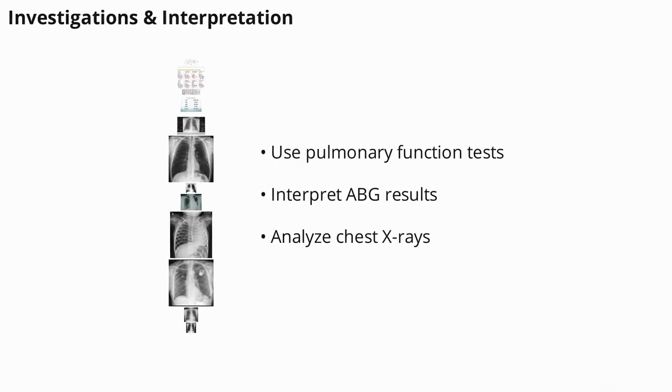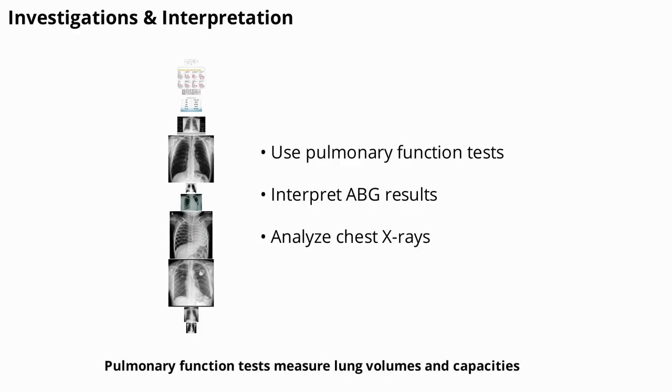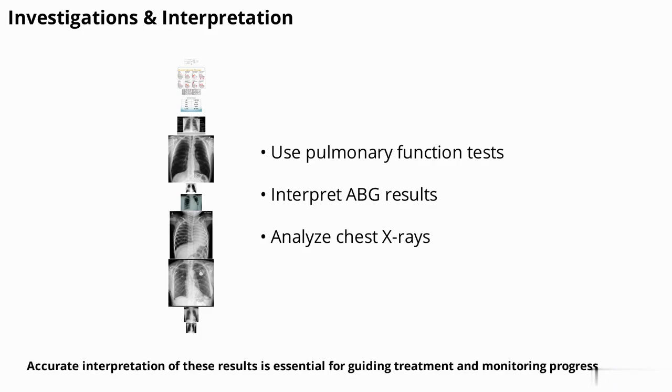After the physical exam, investigations help confirm or clarify the diagnosis. Pulmonary function tests measure lung volumes and capacities, distinguishing between obstructive and restrictive disorders. Arterial blood gases assess acid-base status and oxygenation, while chest X-rays provide visual evidence of structural changes or pathology. Each test has specific indications and contraindications, so choose wisely based on the clinical scenario. Accurate interpretation of these results is essential for guiding treatment and monitoring progress.